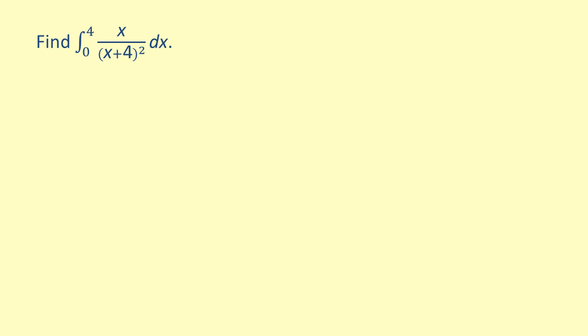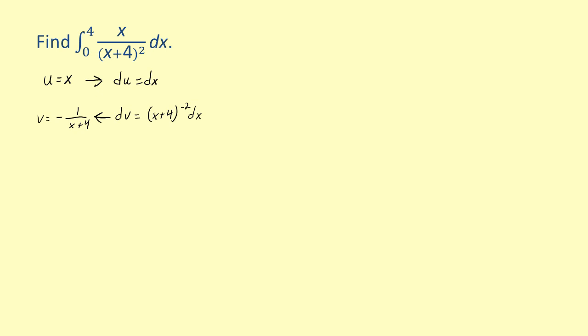Now, let's use integration by parts to evaluate a definite integral. We need to choose what to use for u and what to use for dv. Let u equal x. So, du is equal to dx. That means we set dv equal to 1 over the quantity x plus 4 squared, or the quantity x plus 4 to the negative 2 dx. Integrating, we get v is equal to negative 1 over x plus 4.